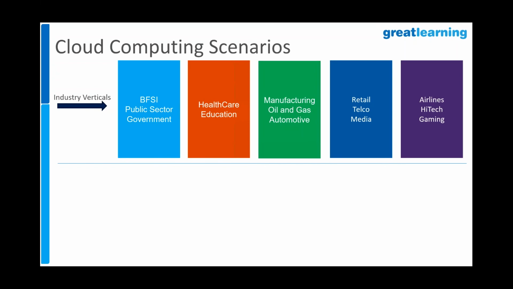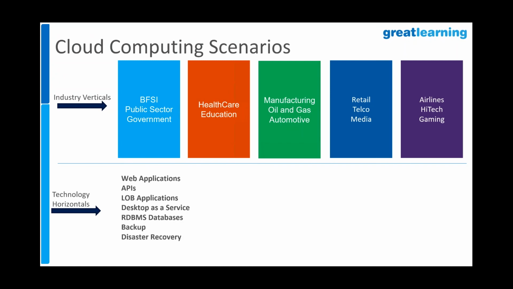And where does cloud computing exactly help these enterprises? We classify them as technology horizontals. You could have run-of-the-mill applications like web applications, portals, internet portals, APIs, desktop as a service, databases like Oracle and SQL that enterprises use, and also backing up their infrastructure and disaster recovery. Most of these enterprises are hybrid in nature.